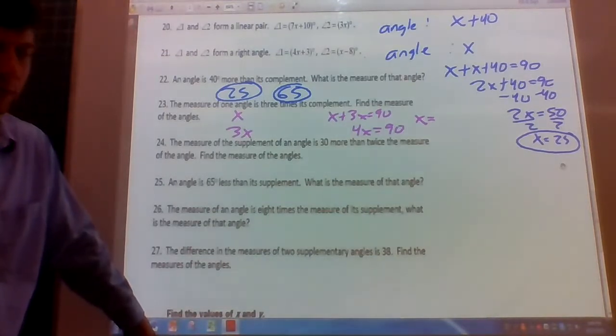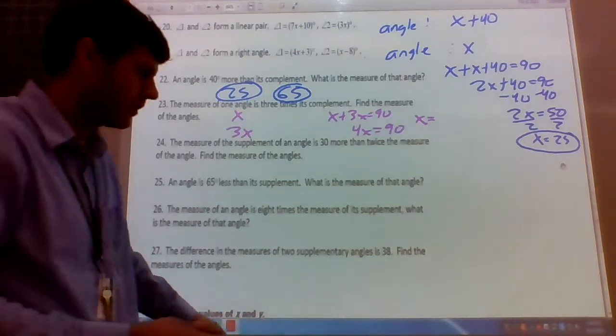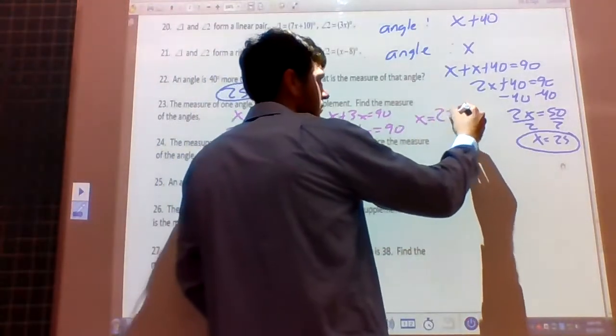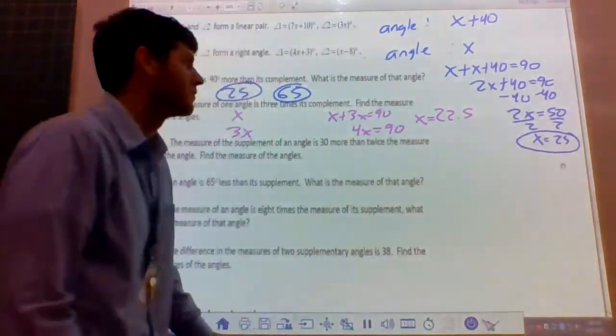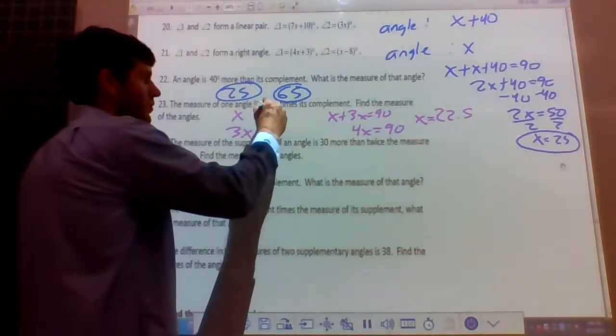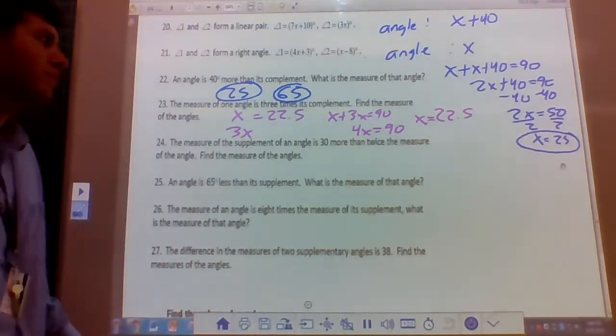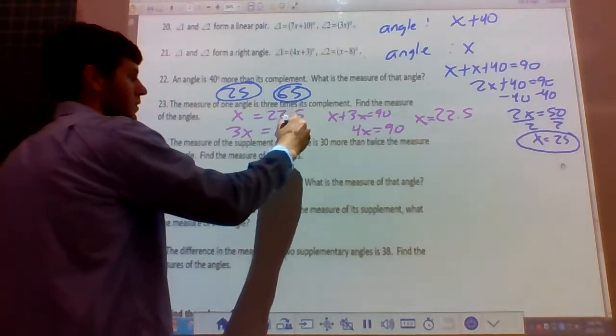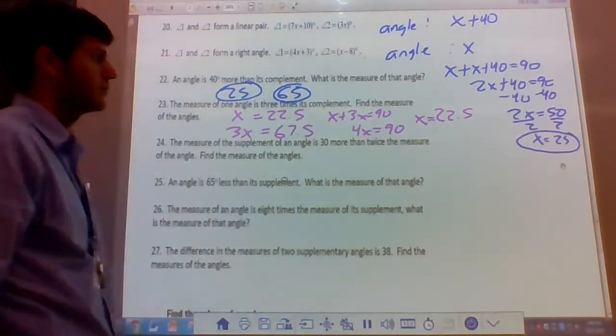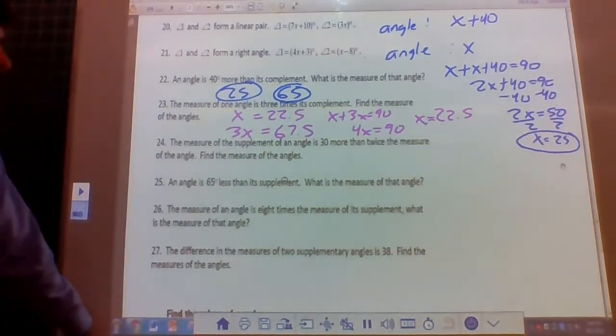Right, so what's 45 over 2? 22.5. So this one is 22.5. This one is 67.5. And look at that, they add up to 90 degrees.